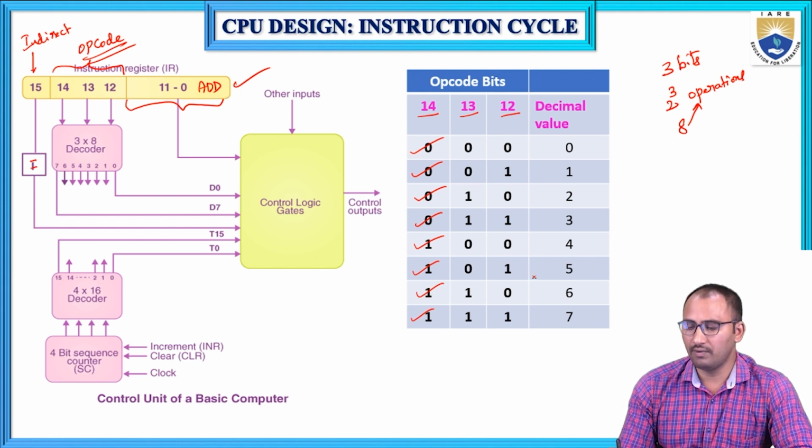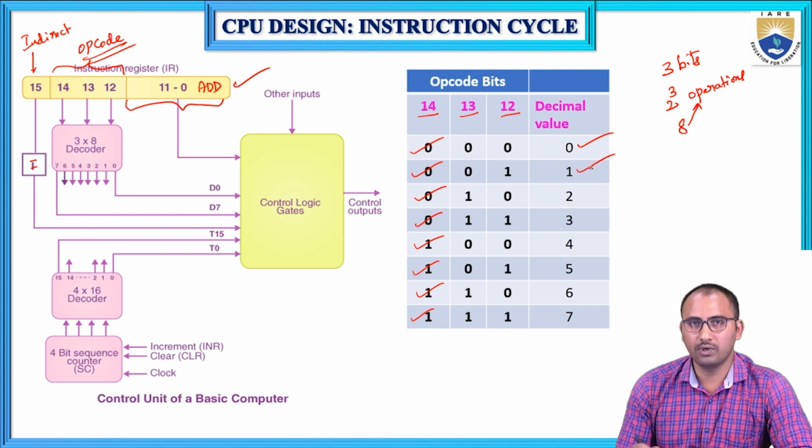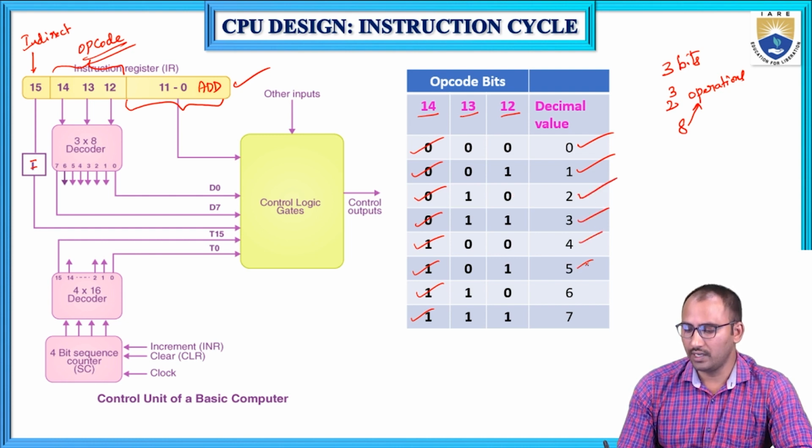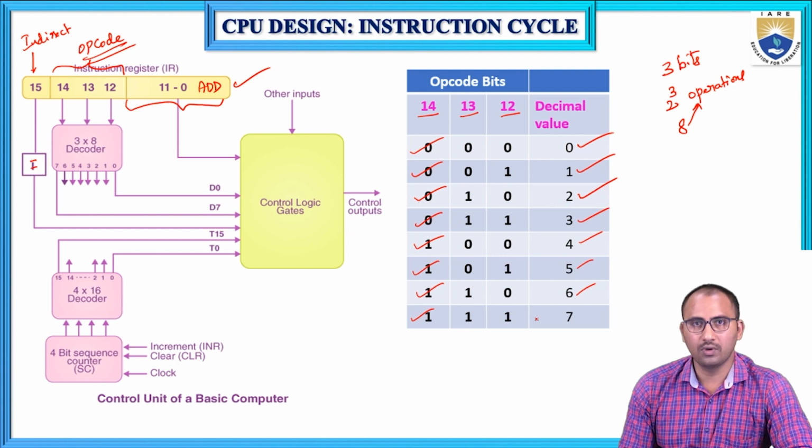And their decimal values: when all the opcode bits are zeros, that corresponds to the value 0. 001 is equal to decimal 1. 010 corresponds to decimal 2. Then decimal 3, 4, 5, 6. When all the opcode bits are ones, that corresponds to decimal value 7. So these are the opcode bits, and here we are decoding these bits.